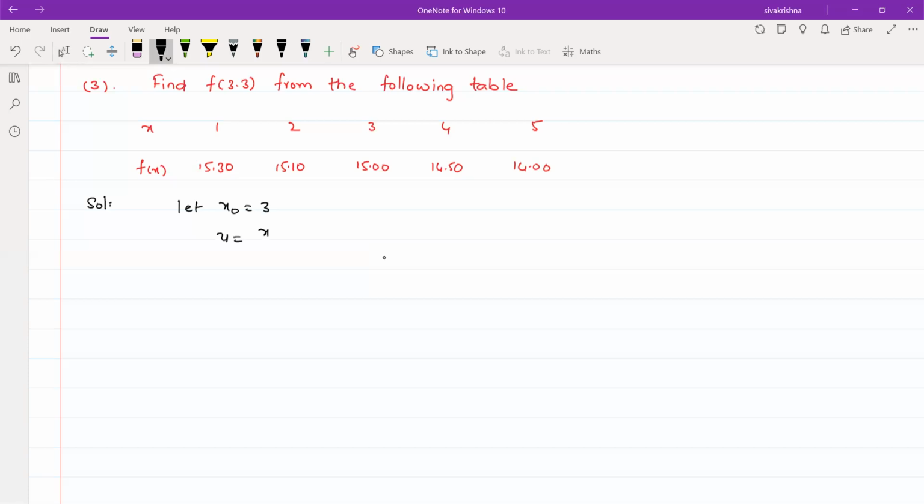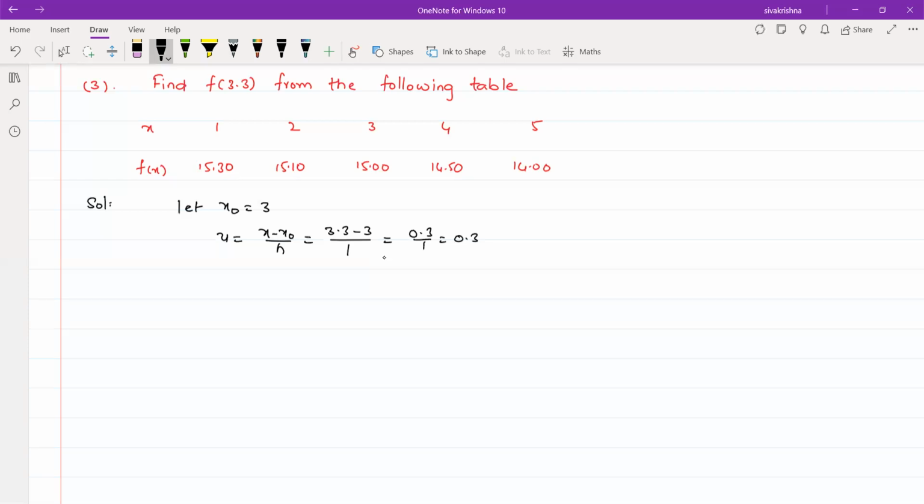After that, we have to find u. u is equal to x minus x naught by h. Here x is nothing but the value that we have to find. That particular value is treated as x. It means 3.3 minus x naught, which is 3, by h. The interval of difference between the x values is 1, so we write h is equal to 1. So we get 0.3 by 1, which is equal to 0.3. So the value of u is 0.3.